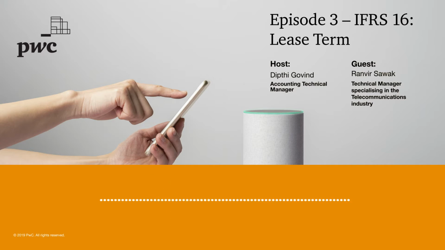So to get the ball rolling, can you explain what is meant by the lease term under IFRS 16? Sure. The lease term is defined in IFRS 16 as being the non-cancelable period to which the lessee has the right to use the underlying asset. This period includes renewal or extension options, where the lessee is reasonably certain to exercise the option, and termination options, where the lessee is reasonably certain not to exercise the termination option. Could you perhaps give us an example?